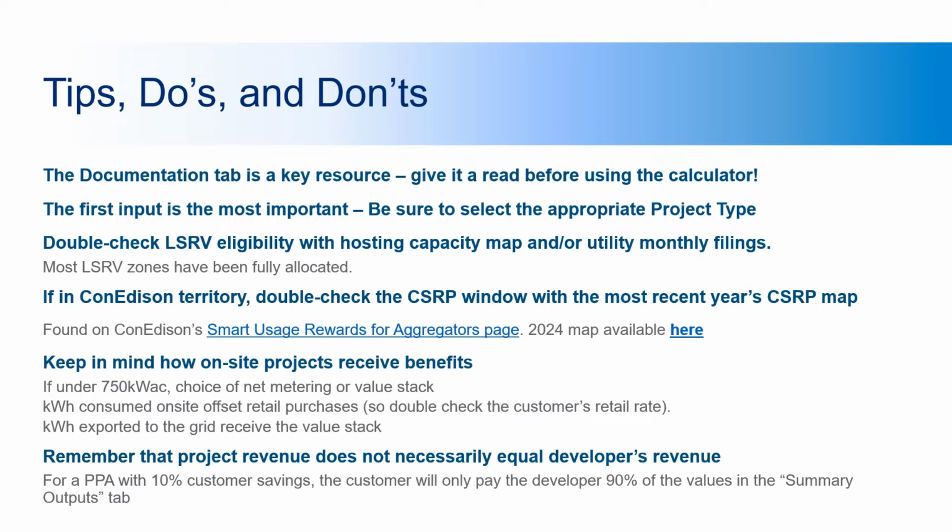If looking at an on-site behind-the-meter project, keep in mind how on-site projects work. Energy consumed on-site offsets retail purchases, so you should know and make sure you're entering the correct retail rate. Any excess energy generated and output to the electrical grid would be compensated based on the value stack. The calculator estimates project revenue, but they may not be the same as developers' revenue, so keep that in mind when using the calculator.